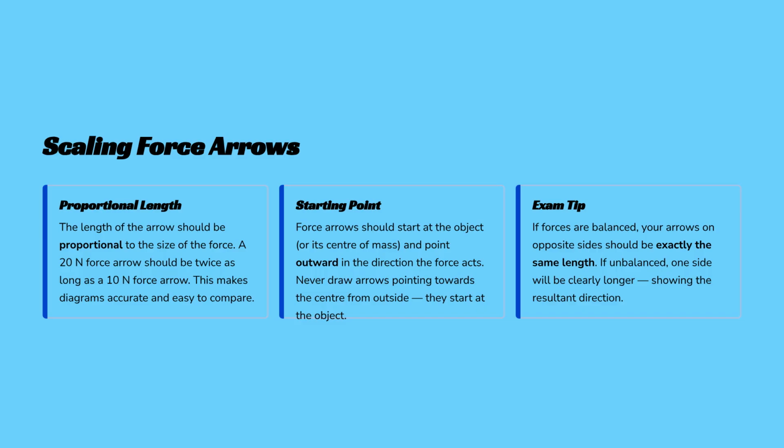Scale is important. Keep lengths proportional to the force size. Start arrows from the object's center and point them outward. If forces are balanced, opposing arrows must be exactly equal in length.